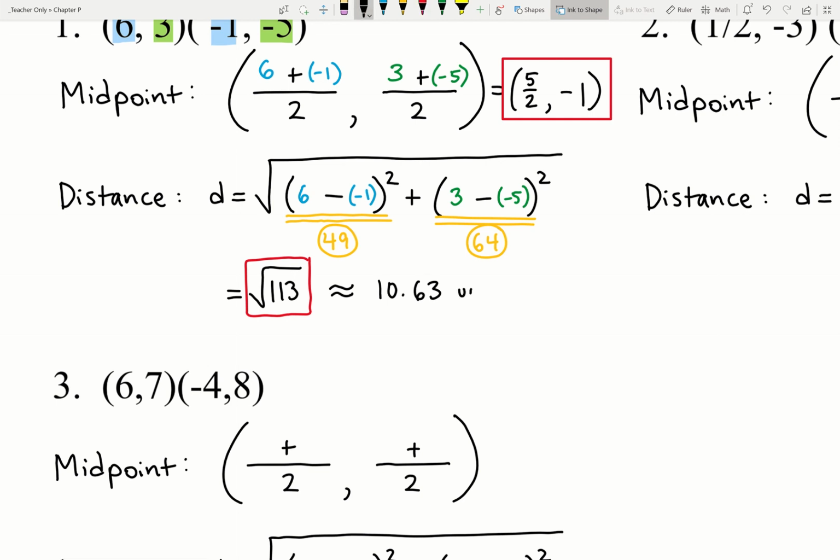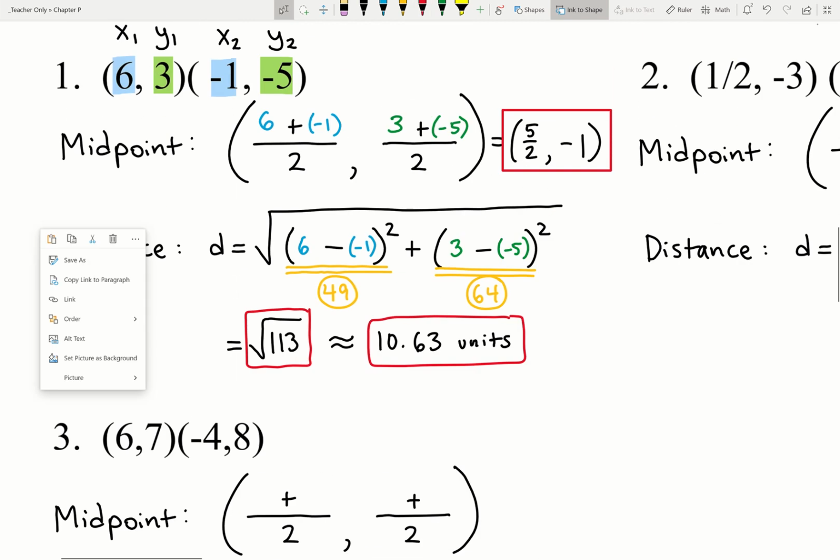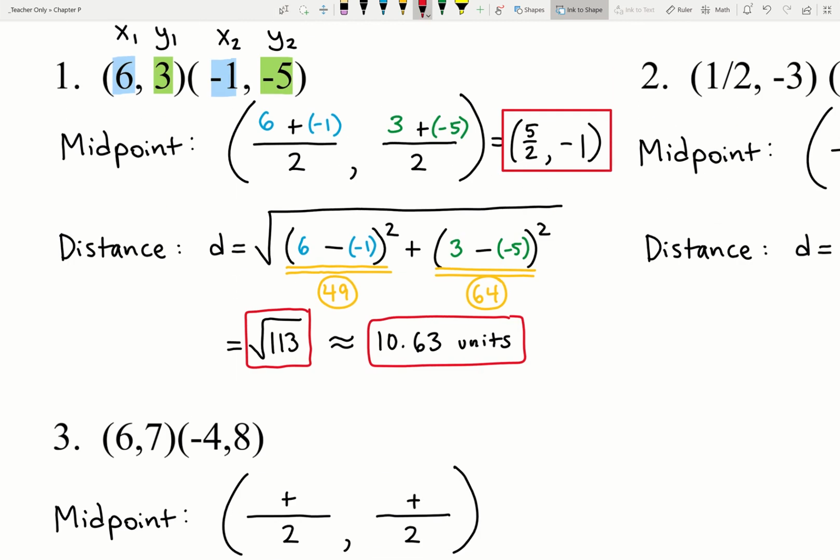And so again, I might go ahead and label my distance there and simply say units because, again, it drives home the point that this is a distance. This is not a location. This is a distance between 2 points. So that's just a quick demonstration of how we would go through and plug our values in to calculate midpoint and distance separately.